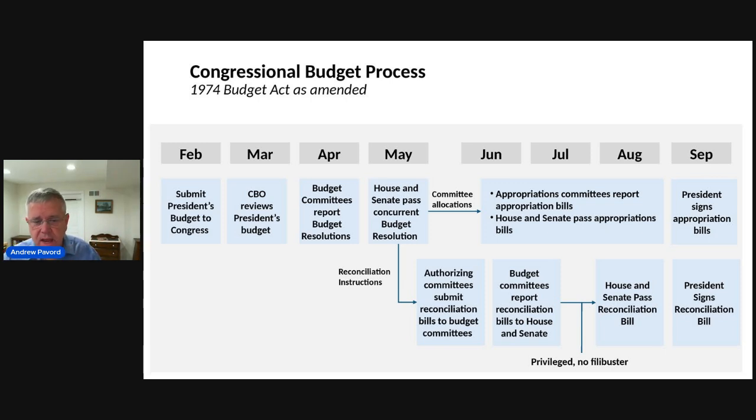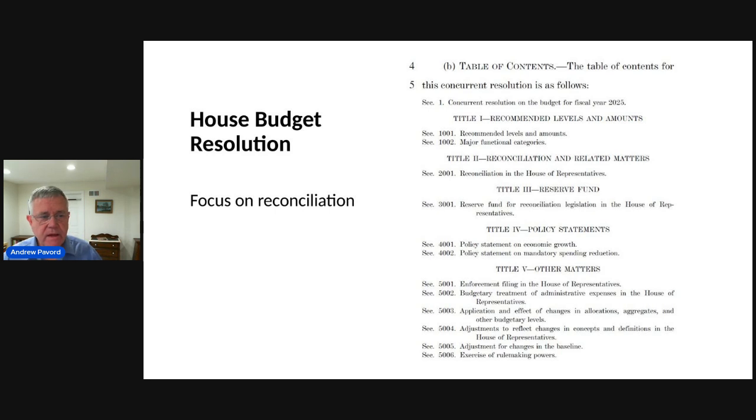So what we're going to do next is take a look at the House and Senate versions of the reconciliation bill that have been made public this week. We're going to focus, now here's the table of contents, and as you'll see in a minute, the recommended levels and amounts have not been added, so we can't really talk about them yet. But they have added information about reconciliation instructions. So we're going to take a look at that. And that's what we're going to focus on for the next few minutes.